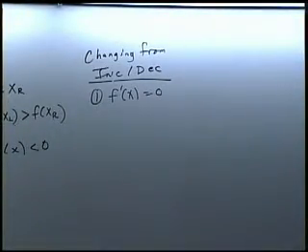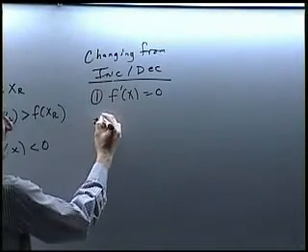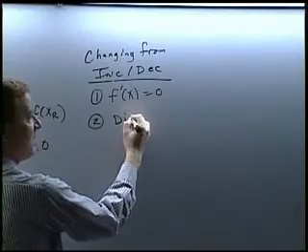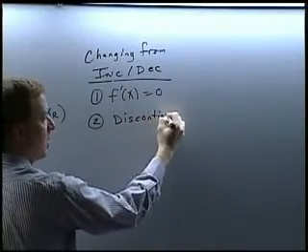The second way that we can change from increasing to decreasing, this is a little bit harder one. I don't have it drawn up here on this example. But the second way that this can happen is if we ever have a discontinuity in the graph.